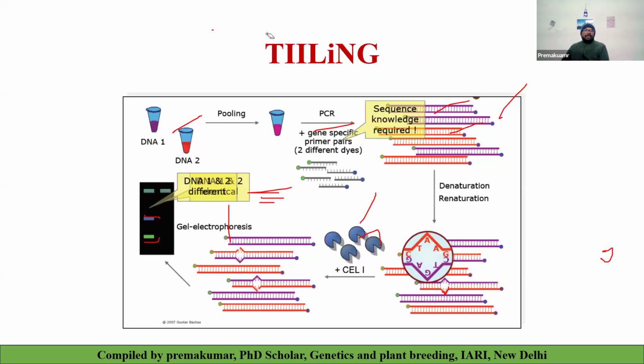There is another called EcoTILLING. Instead of inducing mutations, you can use naturally present mutations and pool them, and the rest of the procedure is the same.